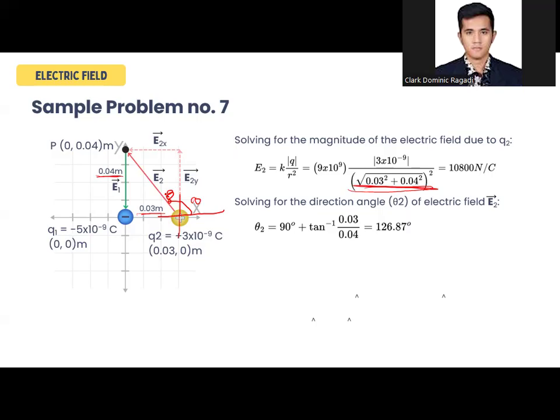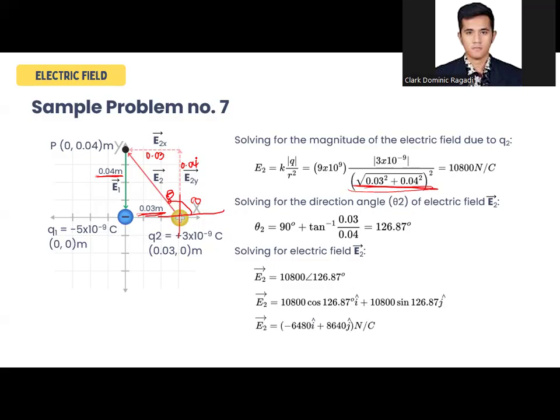So why is it 0.03? Let's try to look at this rectangle here. Since this is 0.03 and this is 0.04, by the properties of rectangles, we can say that this is also 0.03 and this is also 0.04. The opposite of the angle beta is 0.03, that is why it's on the numerator, and the adjacent is 0.04. So the angle of our E2 is 126.87 degrees.